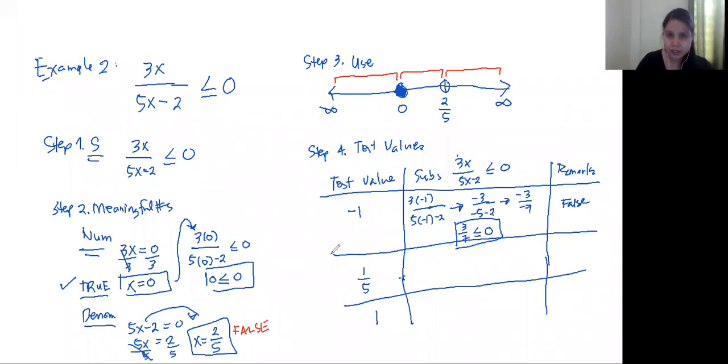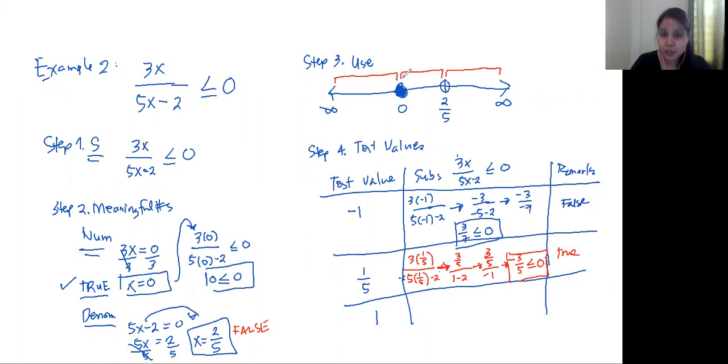Let's go to the second one. Let me change the color so that it won't confuse everybody. That's 3 times 1/5 over 5 times 1/5 minus 2. Then I'll work on the left-hand side again. That's 3/5 over 1 minus 2. That becomes 3/5 divided by -1. That will be -3/5 less than or equal to 0. And upon evaluating this one, you see it is true.